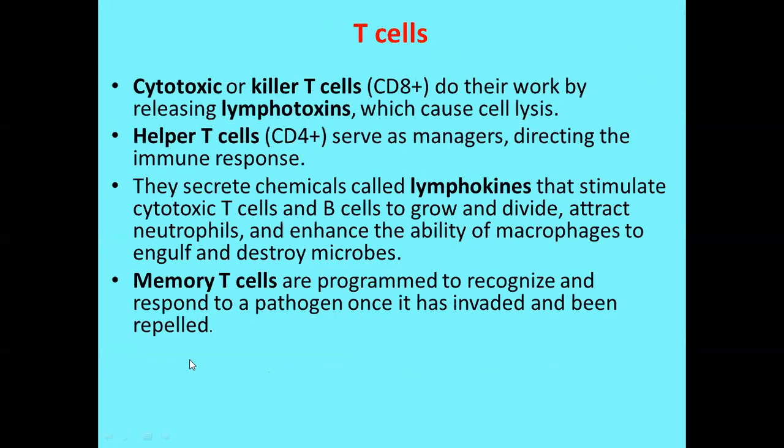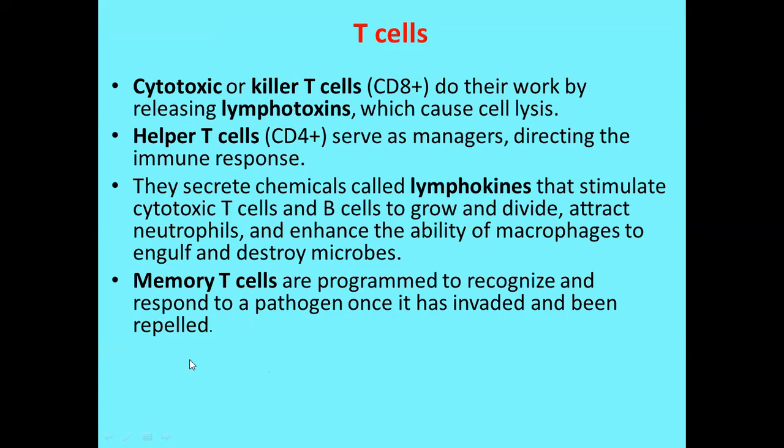And apart from that, some general information about T cells. The cytotoxic or killer T cell is called CD8 plus, CD8 positive, and it does its work by releasing lymphotoxins. Within the lymphocytes, it releases some toxins that cause cell lysis. And the helper T cell, called CD4 plus, serves as a manager. It directs the immune response. Unless CD8 plus is directed, it won't function.